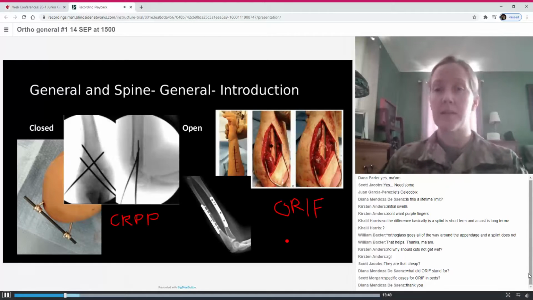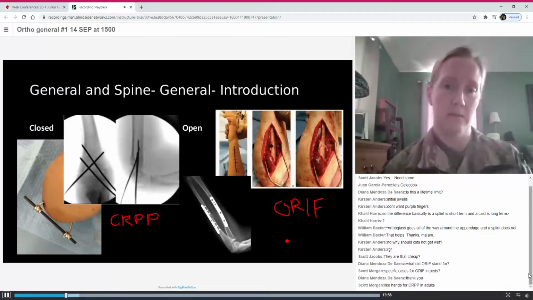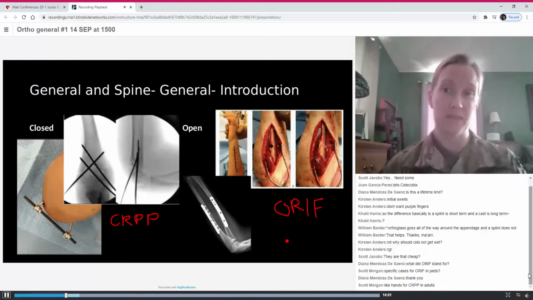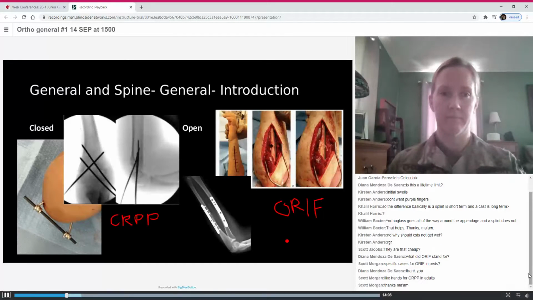Specific cases. Long bone fractures, so like the femur or the tibia would be kind of the first one that comes to mind. And Morgan, hands for CRPP in adults. No, you just wanted the opposites. I'll go with those lower extremity long bones.